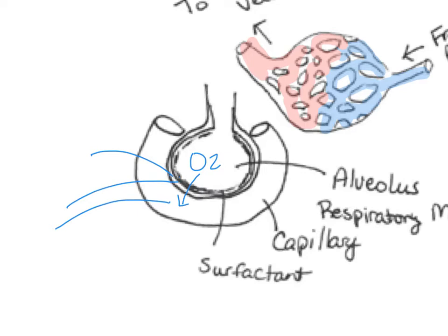Now with pneumonia, what happens is it can develop from an infection, and fluid starts to leak into the alveolus.